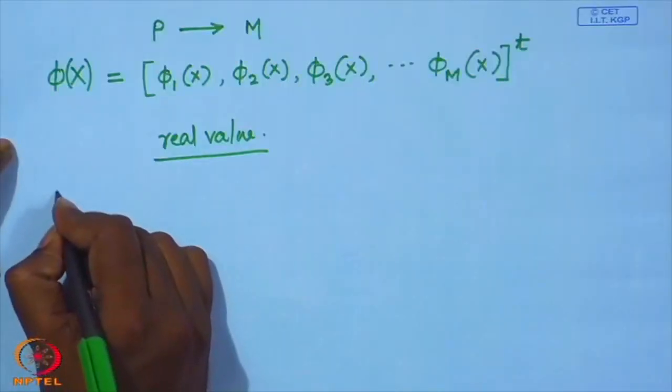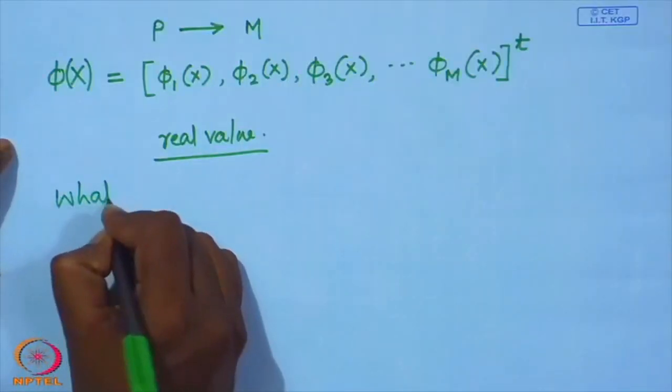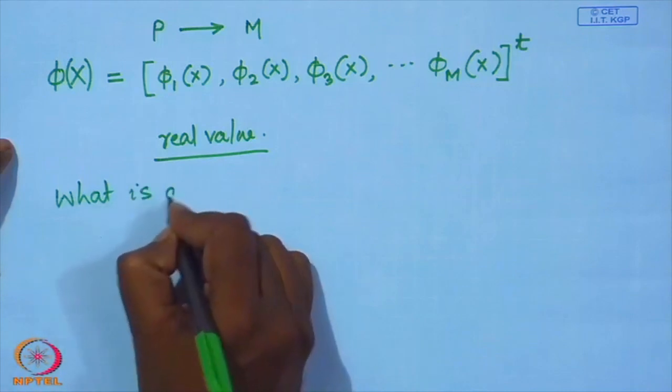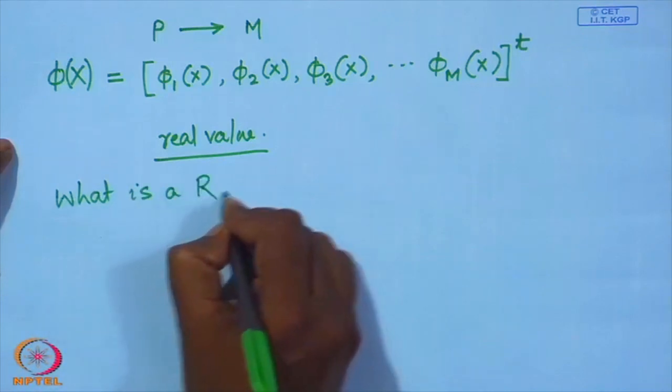And in case of radial basis function, each of these phi functions, whether it is phi 1, phi 2, phi 3 up to phi m, is a radial basis function. Then what is a radial basis function? So, let us try to see what a radial basis function is.